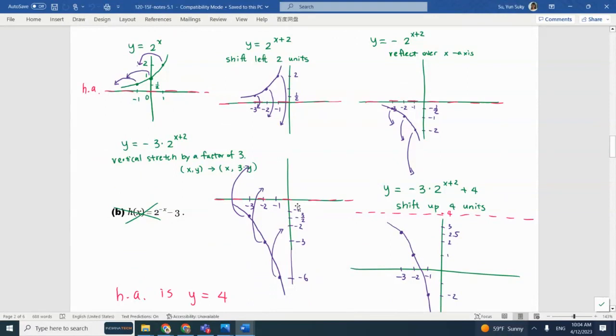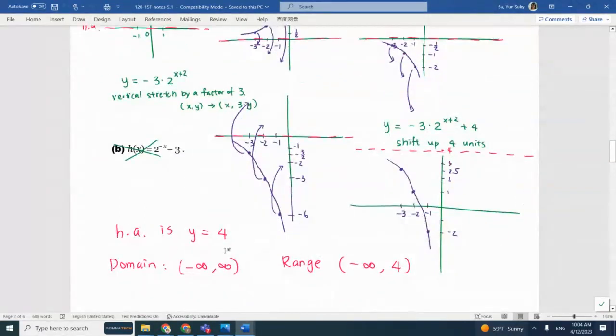Is that clear, everybody? So draw the horizontal asymptotes and also shift them, because for this problem, I will ask you where the vertical asymptotes are. Here you see no vertical asymptotes, but we have a horizontal asymptote, which is the horizontal line y equals 4. Domain is the set of inputs, the x values.